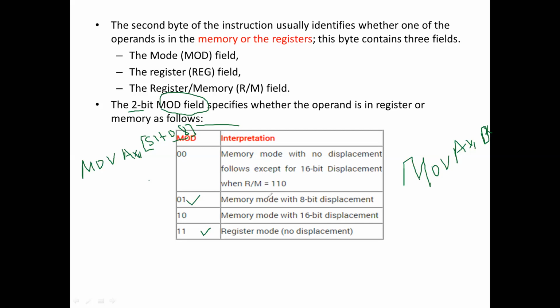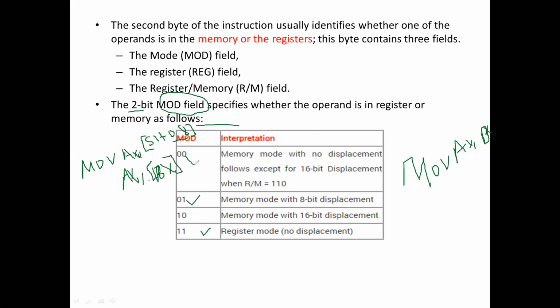Very good. 01, because it is a memory mode with 8-bit displacement. Next is 8-bit displacement. If we have an example of MOV AX, BX, we can use another example. We are working with memory mode, but there is no displacement. So which field are we going to use? Which bits are we going to use to fill this field?